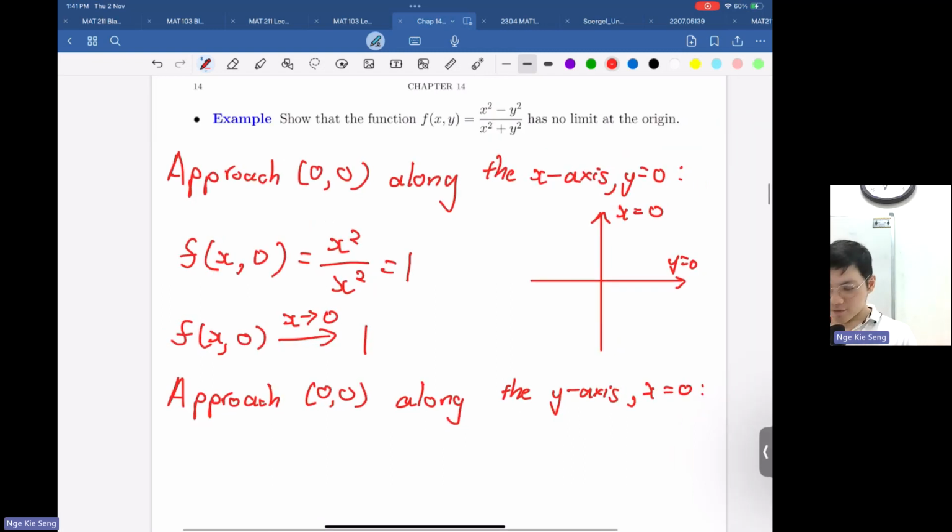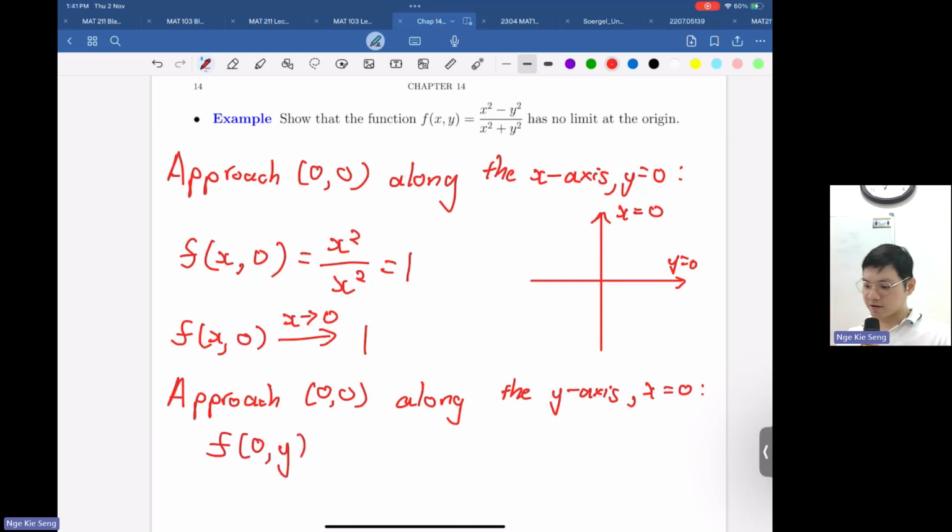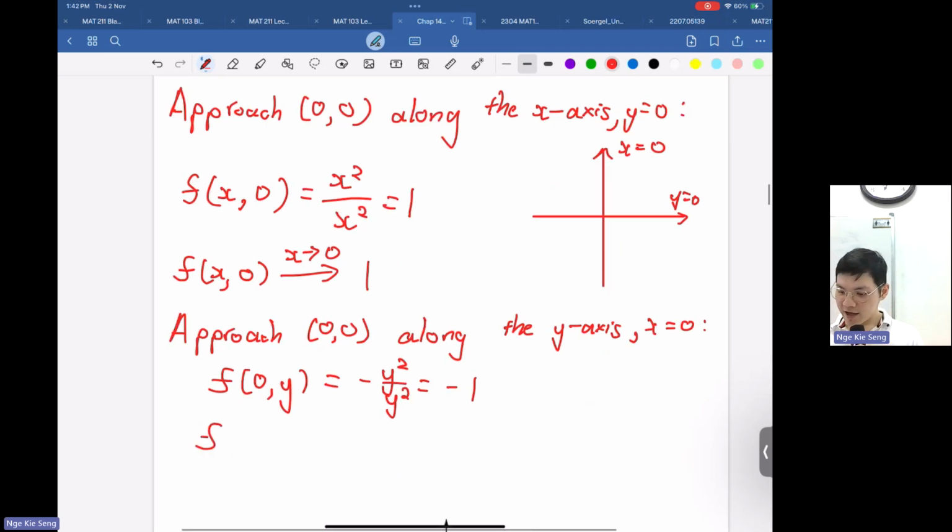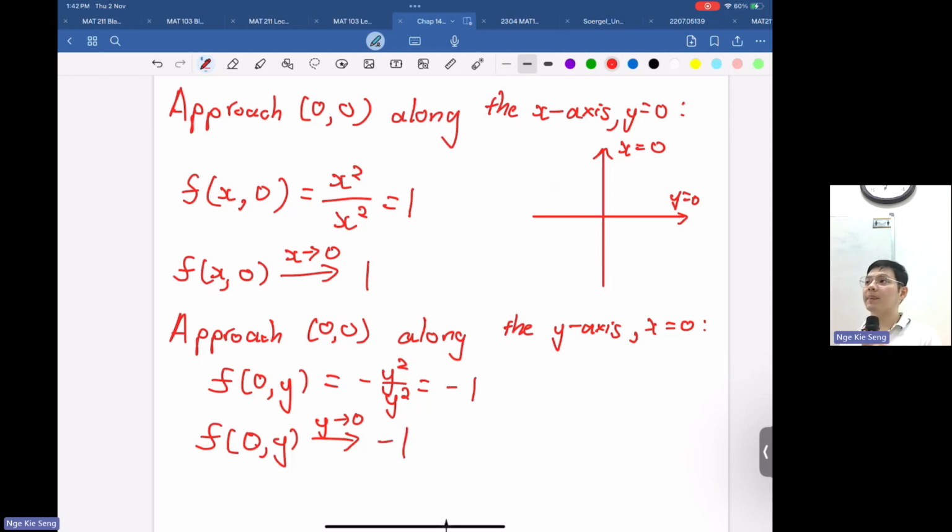So what happens at x equals 0, at points (0, 1), (0, 2), (0, -1), (0, 100)? My function becomes minus y squared over y squared, which is minus 1. So this means that for f(0, y), when I approach y equals 0, the limit becomes minus 1.